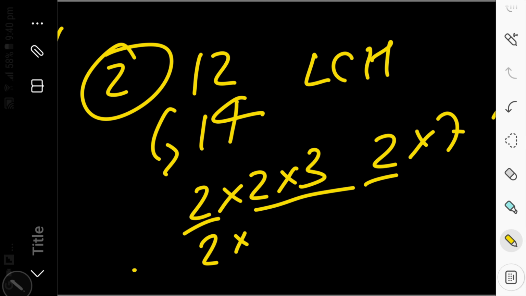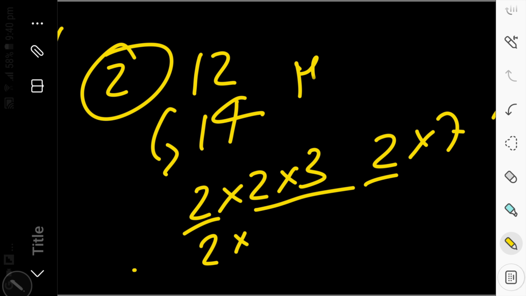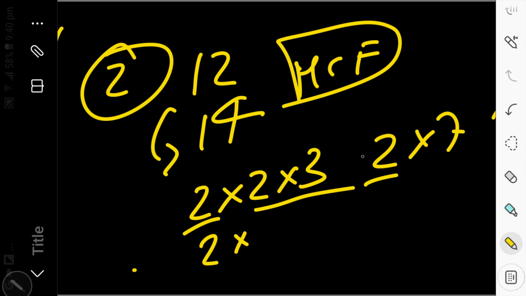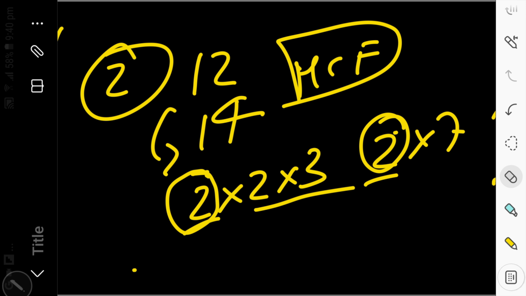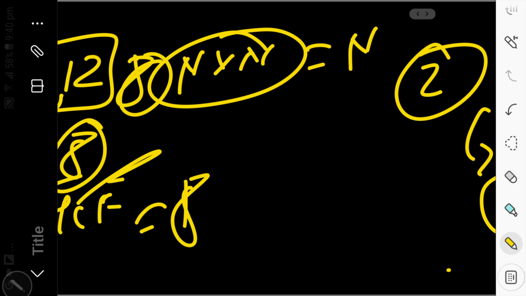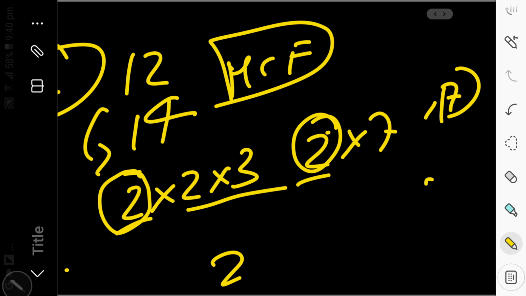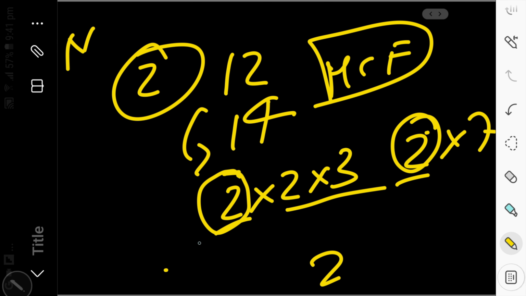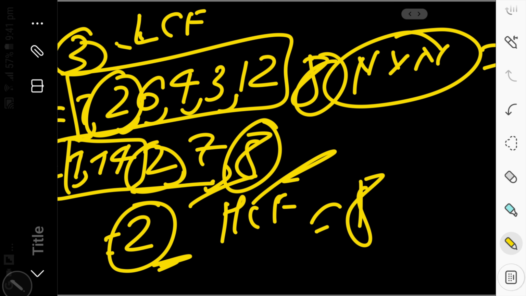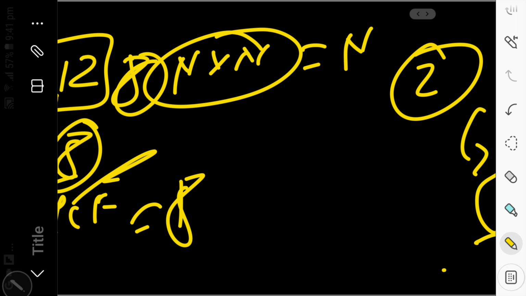But in HCF that is a whole different story. In HCF what we do is only multiply the common factors. So here the common factor is 2, so the HCF would be 2, which is the same answer as the other method, right? As there is no other 2, 2 is the highest common factor of 12 and 14, the same answer as here.